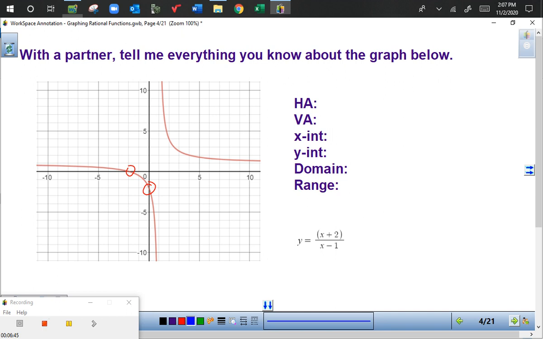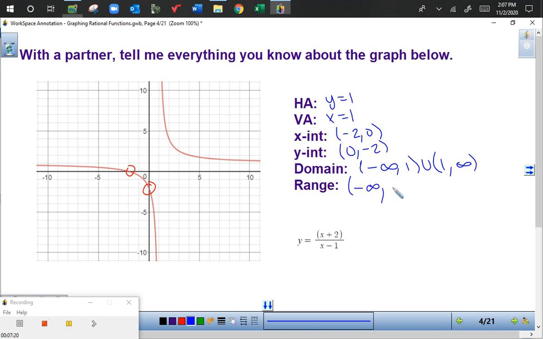So I mentioned asymptotes. There's a horizontal and a vertical one. The horizontal one is at y equals 1. The vertical one is at x equals 1 as well. We do have 2 intercepts here. They're marked. The x-intercept is at -2, and the y-intercept is at -2 as well, which would make our domain -∞ to 1, union 1 to infinity. And our range would be very similar because we also had an asymptote at 1 for those values.